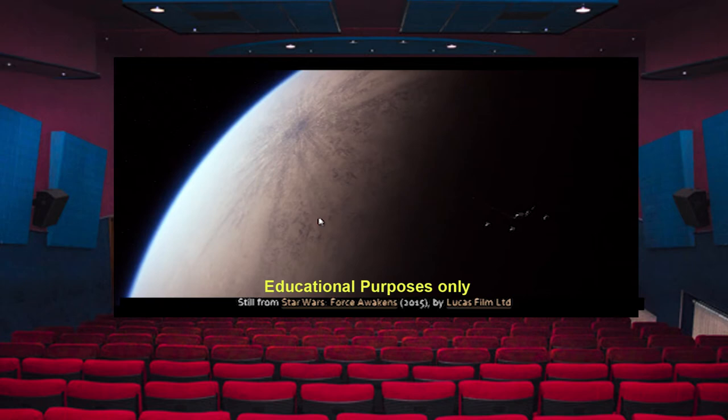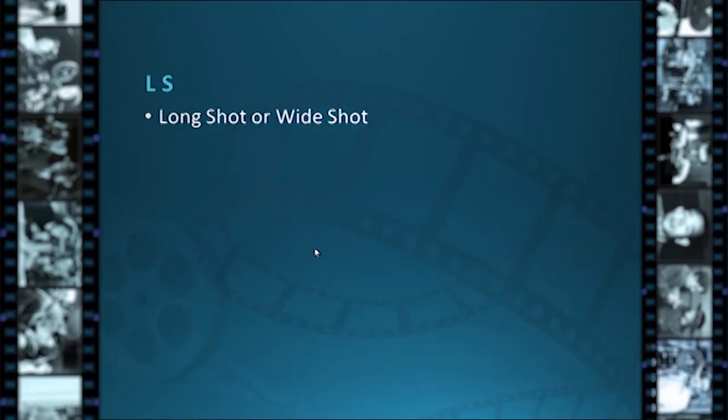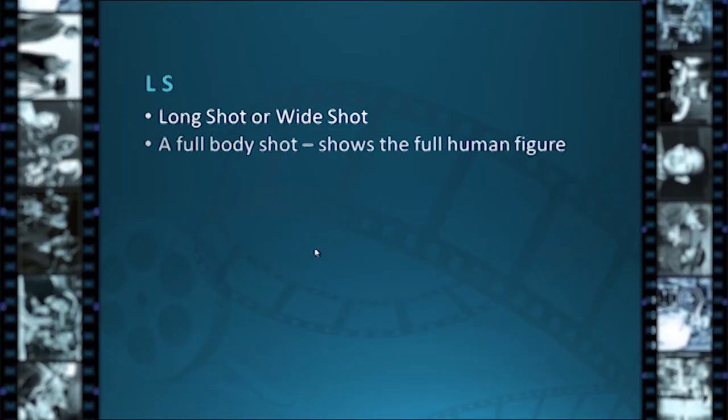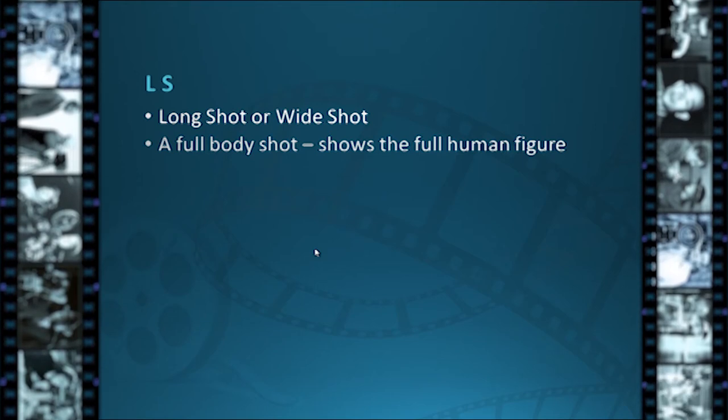Let's move on to the next shot size. Now, this next shot size is known as the LS, or the long shot, or the wide shot. Now, typically what happens in this long shot is that you can see the full body of the character. So, it's a little closer than the extreme long shot, but it still gives you a good sense of the environment that this particular character is in. So, what it does is that it places the character in context of the surroundings.